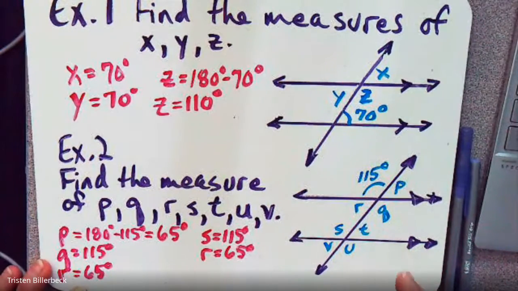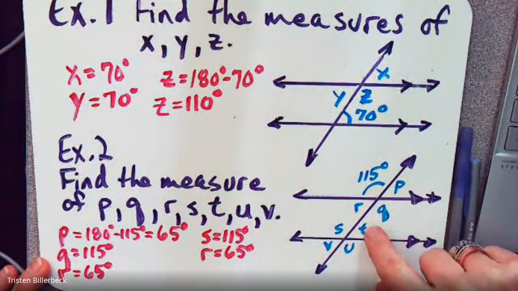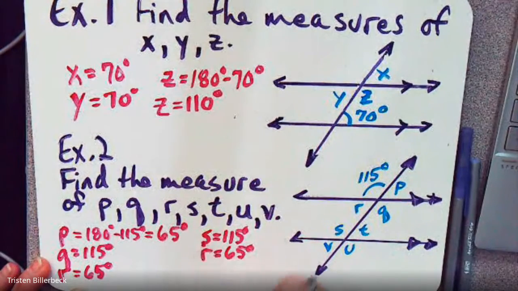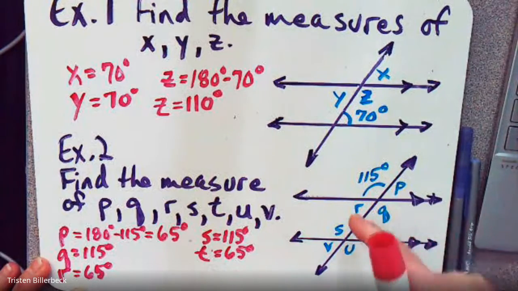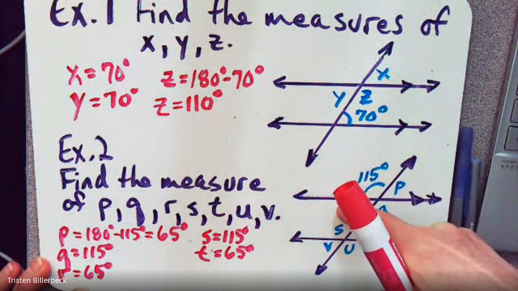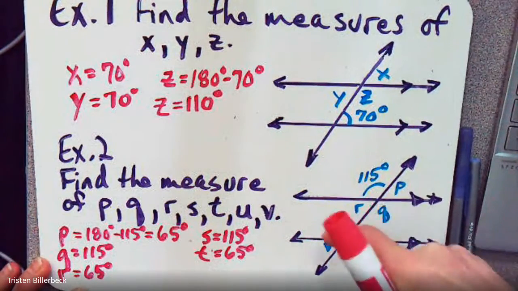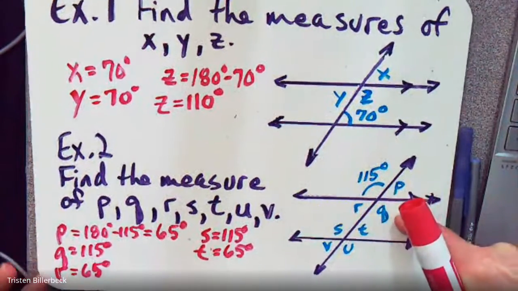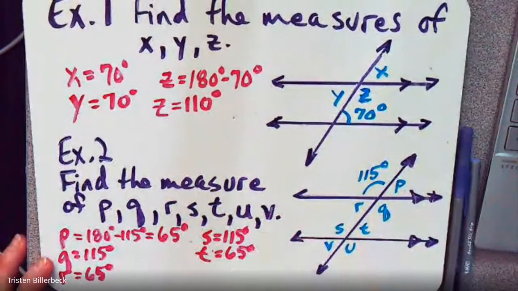Okay, so we double check it this time. Oops, that's a T. Let's double check, make sure we're not getting all confused. Usually I write right on here. So R and T should be the same. S and Q should be the same. So S and Q are both 115.